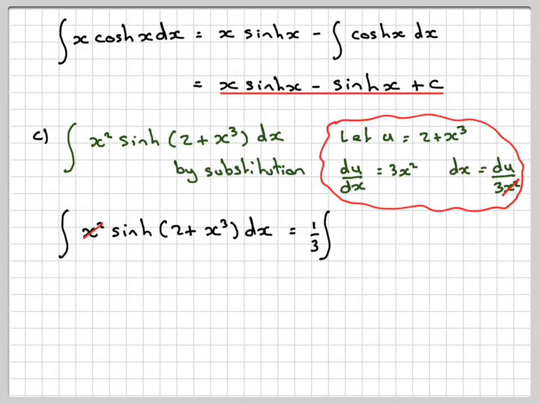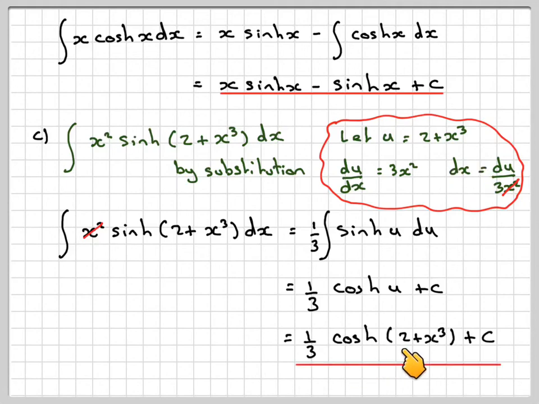And then we still have the 3, so it's 1 over 3, which I've taken out of the integral sign, sinh of my 2 plus x cubed, which is now u. Right, this is very easy to integrate, so this will just be 1/3 cosh u plus c, but u is equal to 2 plus x cubed, so it's equal to 1/3 cosh of 2 plus x cubed plus c. Now, you could have done this directly without using substitution.